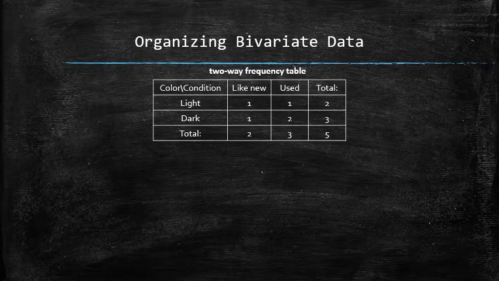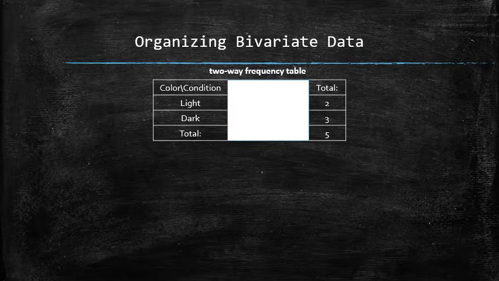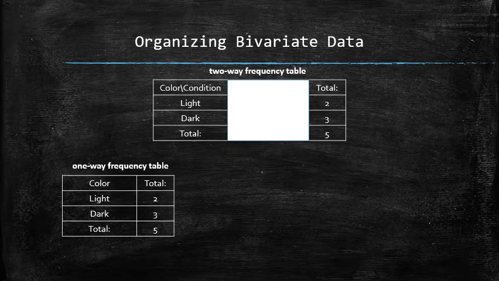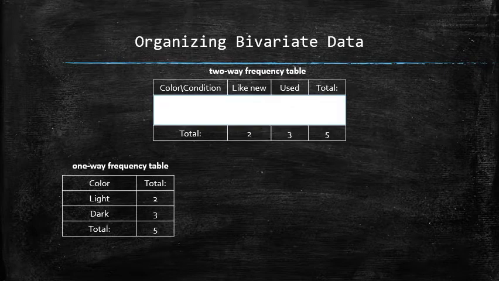Why? Cover the second and third columns, and what's left can be easily seen as the frequency table for the colors of cars. Cover the second and third rows instead, and what's left can be easily seen as the frequency table for the car condition.